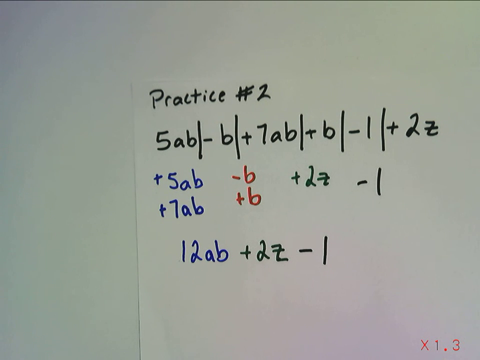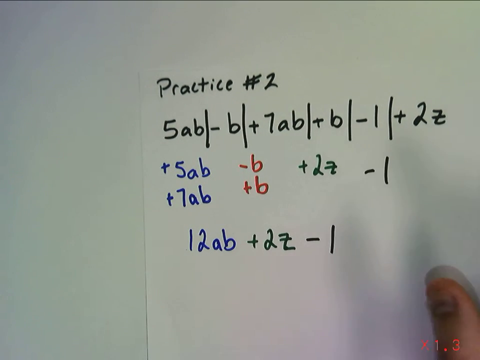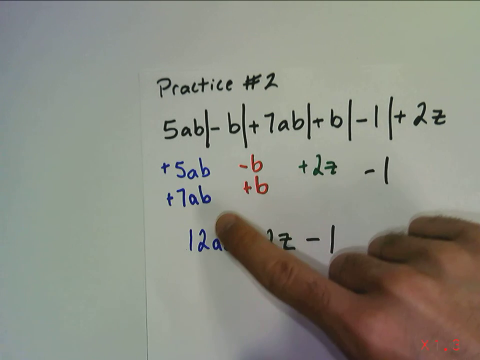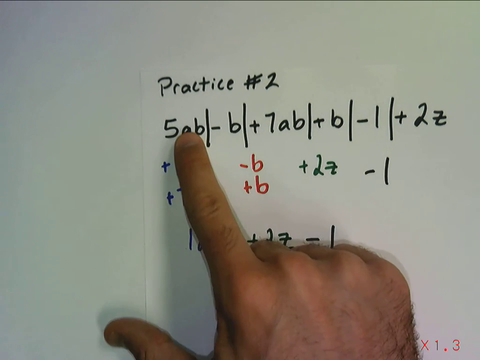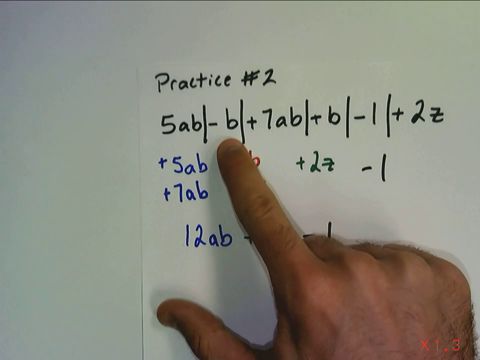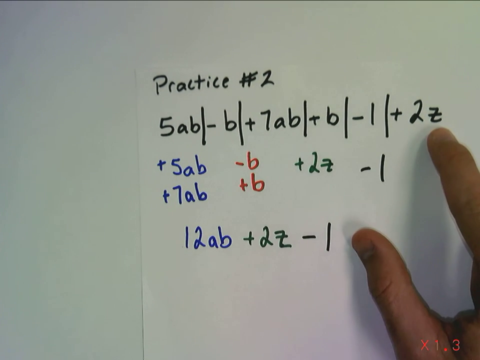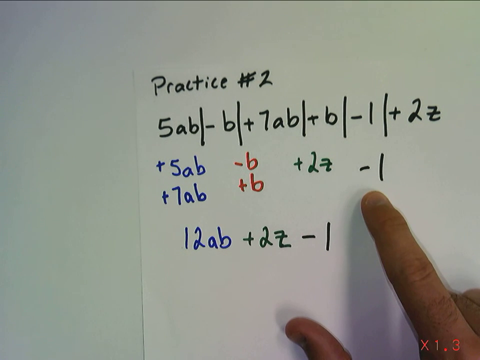Okay, so you should have paused the video and tried this problem. Now, after going through this, I had 1, 2, 3, 4, 5, 6 different terms, not variables. And so I had my ABs grouped together. I had a 5AB and a 7AB. I had a negative B and a positive B. I had a 2Z and a negative 1.